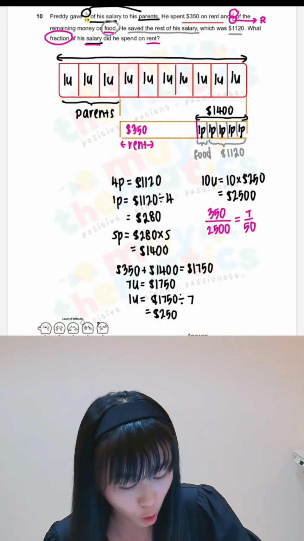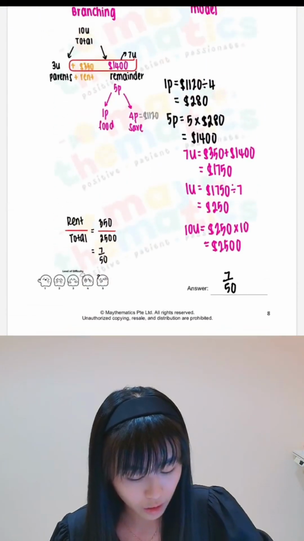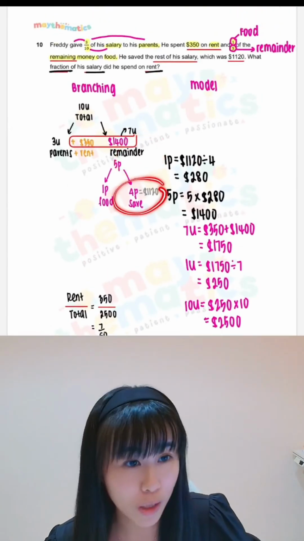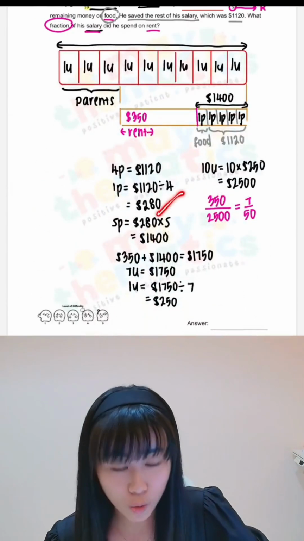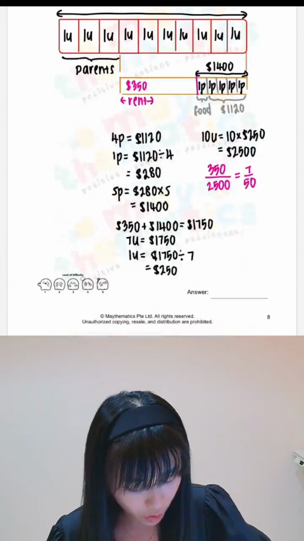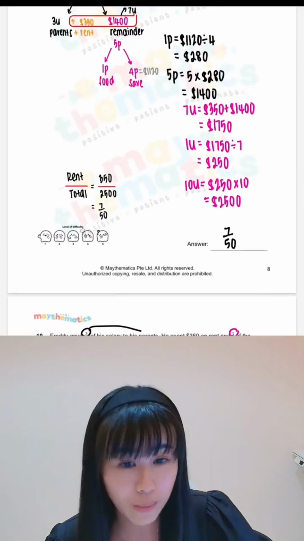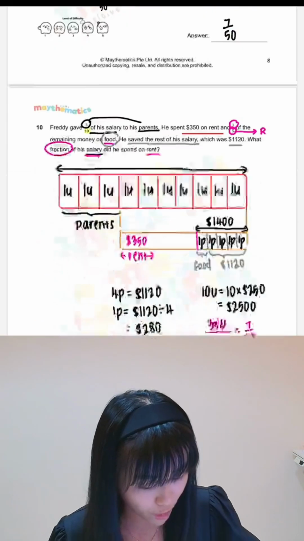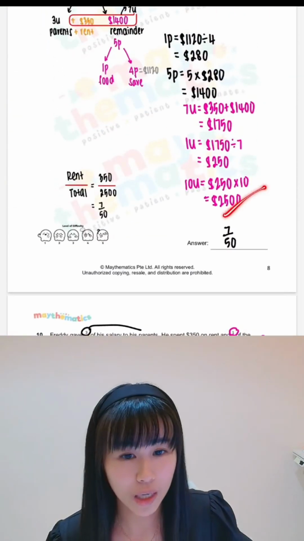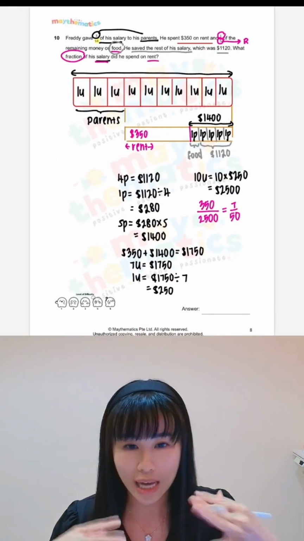Now I want you all to do a comparison between the methods I have done. 4 parts is 1120. Look at here, same thing. 4 parts is 1120. Find 1 part is 280. Same thing here, 1 part is 280. 5 parts is 1400. Here also 5 parts is 1400. I add together, 1750. 7 units is 1750. Same thing I did here. 1 unit is 250. Same thing here. You will realize the steps are exactly the same. 10 units is 2500. 10 units is 2500. So it's basically just how you present it, how you are able to understand the question, how you do it.